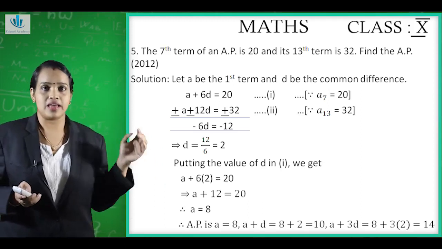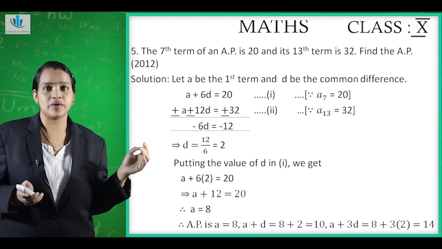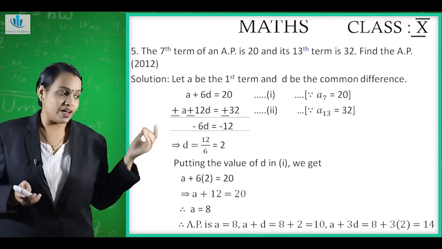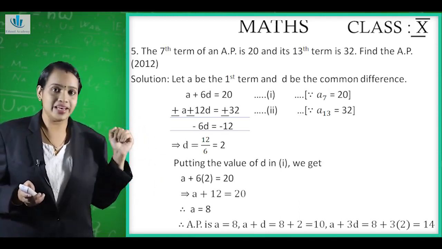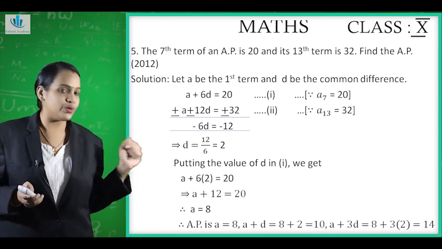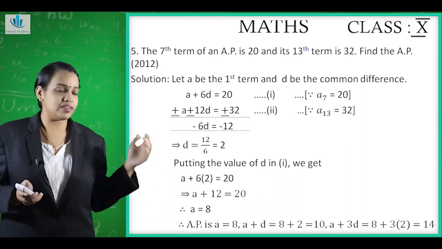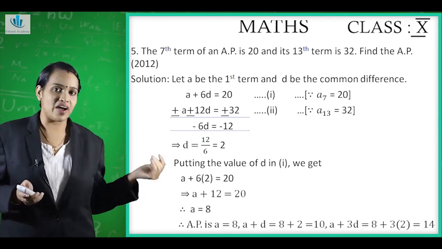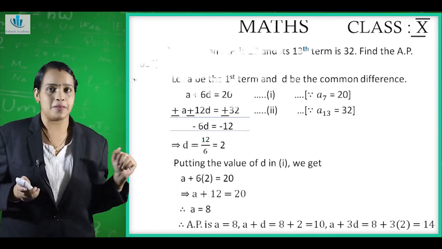Therefore, how will the AP become? A is equal to 8. A plus D becomes 8 plus 2, which is equal to 10. A plus 3D is equal to 8 plus 3 into 2, which is equal to 14. In this way we can write the AP.